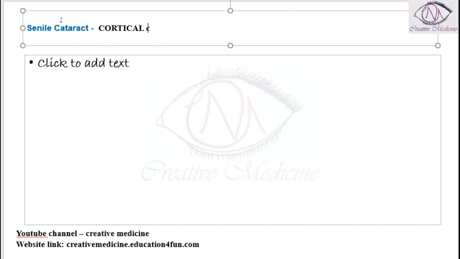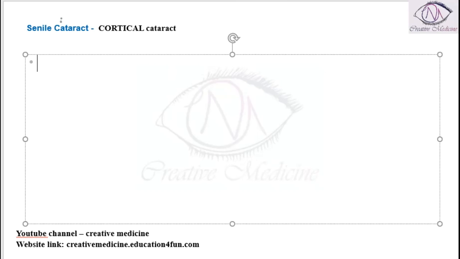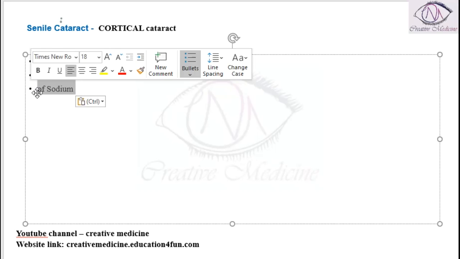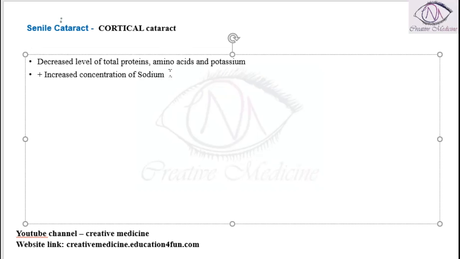Okay, so in the cortical cataract, number one, there will be a decrease in total proteins, amino acids and potassium. Along with that, the patient will also have increased concentrations of sodium. Whenever there is decreased proteins, amino acids and potassium, and increased concentration of sodium, this sodium will bring the water inside the lens.